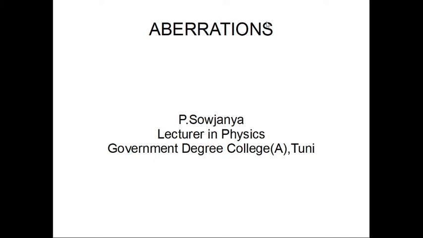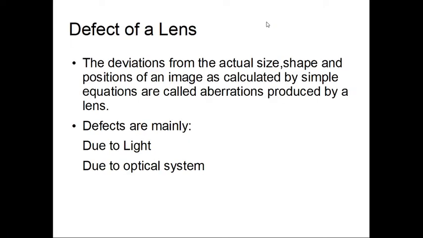Hello students, today we will discuss aberrations. Aberration is a defect of a lens, which means the deviation from the actual size, shape, and position of an image as calculated by simple equations. These are called aberrations produced by the lenses.